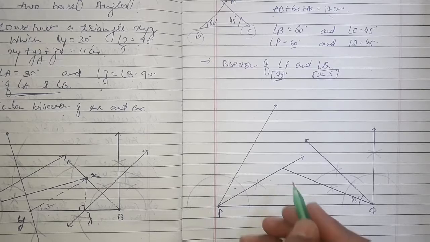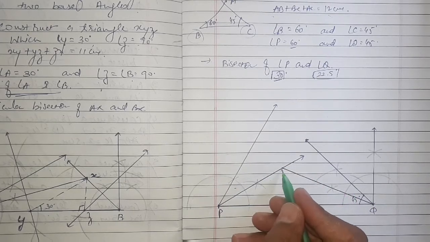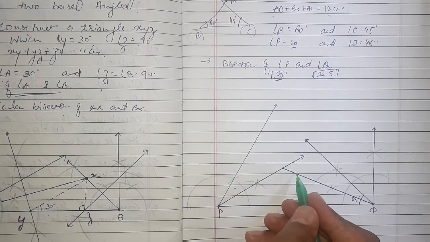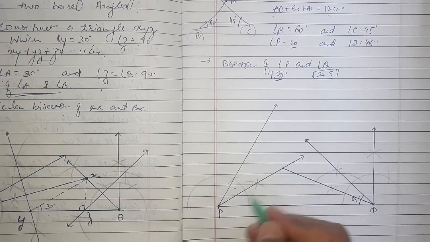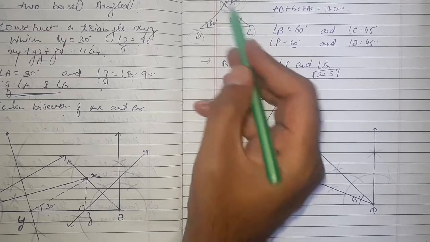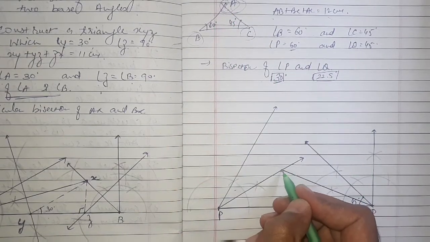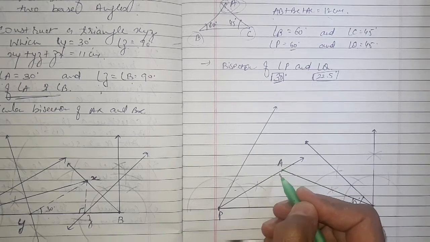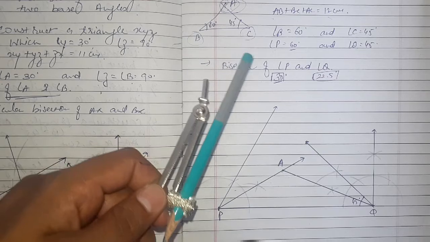Clear? Now the bisector of angle P and the bisector of angle Q meet each other at a common point. Name that point A. So this is my point A. Now we have to construct points B and C.